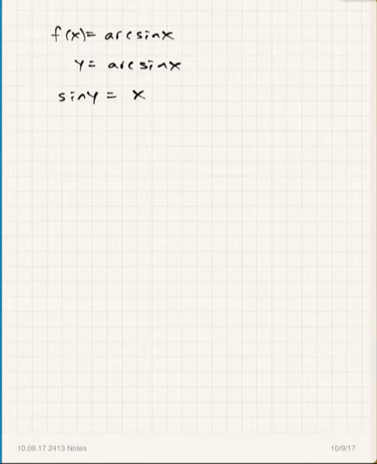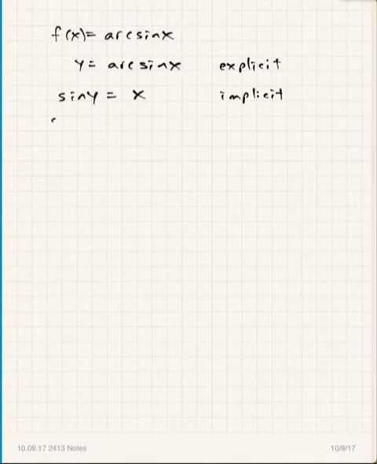Now the one thing that this does do is that it changes an explicit function into an implicit function. In other words, the first one's solved for y, the second one's not solved for y. That's okay. So what do we have to do here? We have to use implicit differentiation, which we talked about last week. So we use implicit differentiation to find the derivative here.